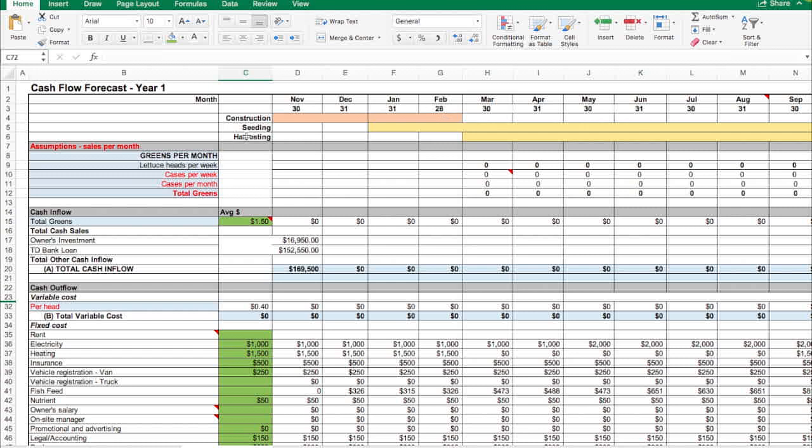The next thing will be seeding. Of course, after construction you're going to be doing seeding for the plants or the crops that you're going to put, you want to account for that. Same thing with harvesting. Now, you can always add in different things here.